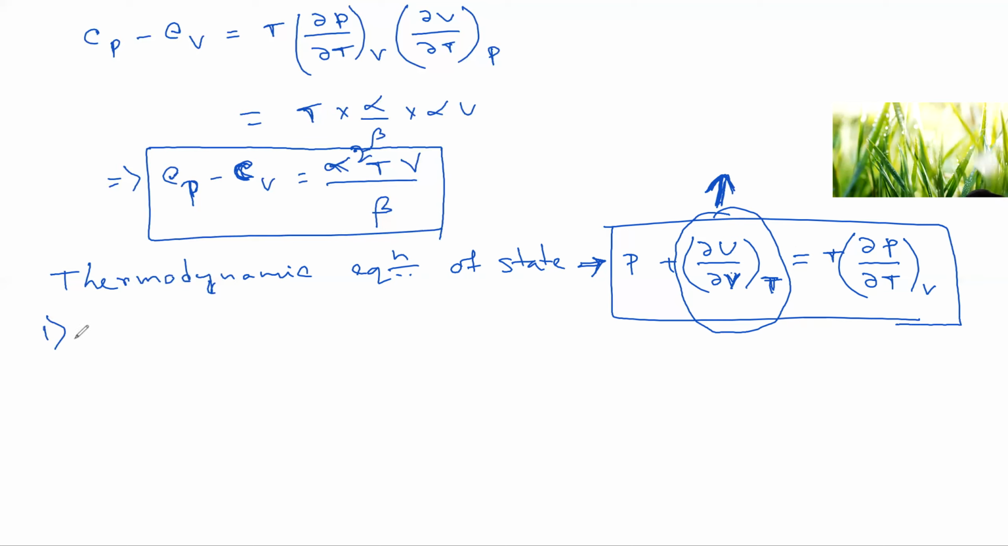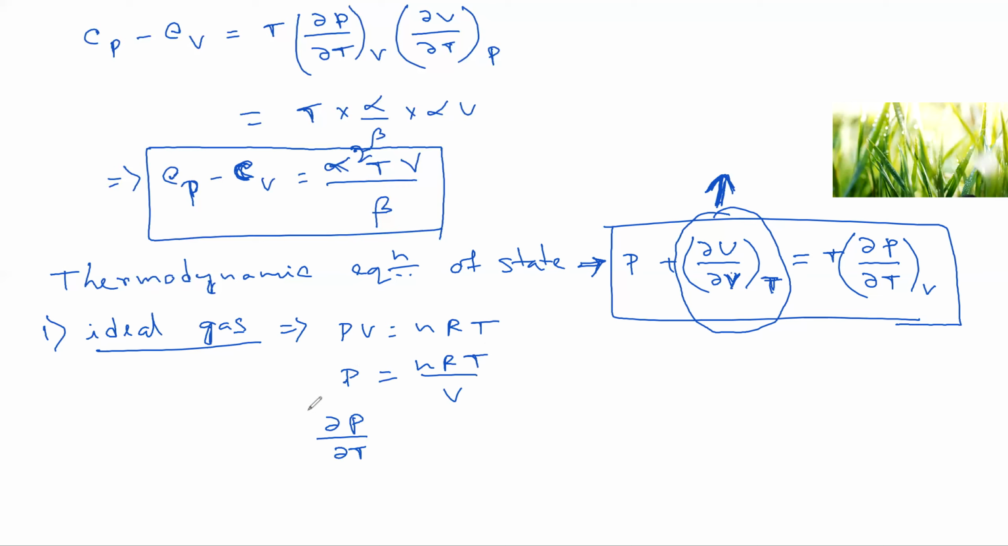So what is the ideal gas equation? First do it for ideal gas. The ideal gas equation is PV equals nRT for n moles of gas. So we can write P equals nRT by V. Now we differentiate P with respect to T at constant volume. What will that be? nR by V. We'll just use this in the thermodynamic equation of state.